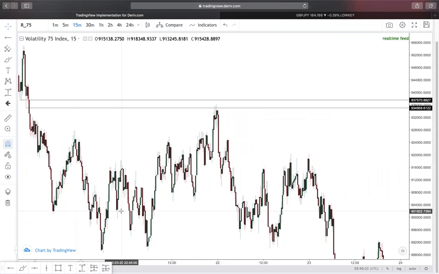We can proceed. Okay, there's something called the re-entry.